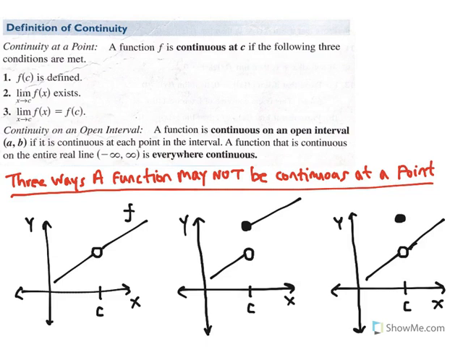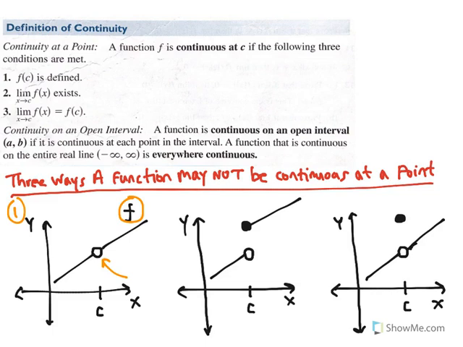To understand the definition of continuity, we will start at the bottom of the screen by looking at 3 ways a function may not be continuous at a point c. So in the first case, at the very left, if you look at the graph of f, there is a gap in the graph at x is equal to c. So when there is a gap, we don't have continuity. There is a discontinuity at x is equal to c. Why does that happen for the first case? Because the function f is not defined at x is equal to c.